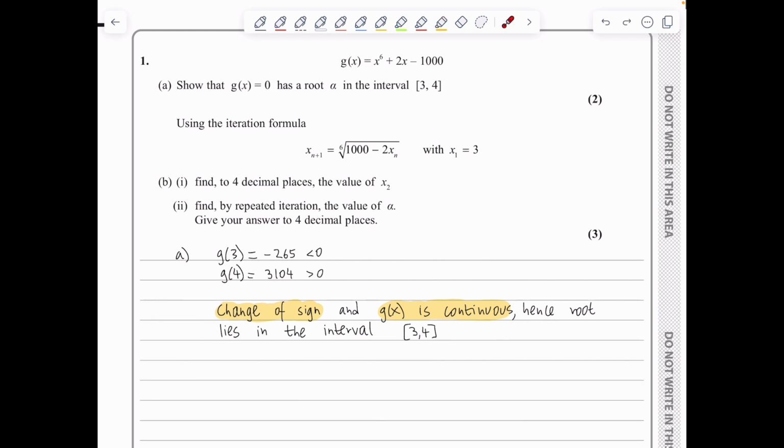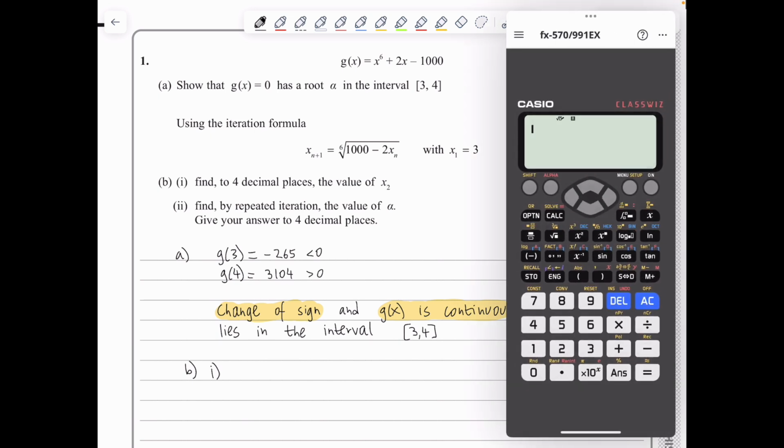In part B, we need to use a given iteration formula with a starting value of 3 to find to 4 decimal places the value of x2, and then by repeated iteration the value of alpha also correct to 4 decimal places. So we will start by using the iteration formula with x1 is 3.